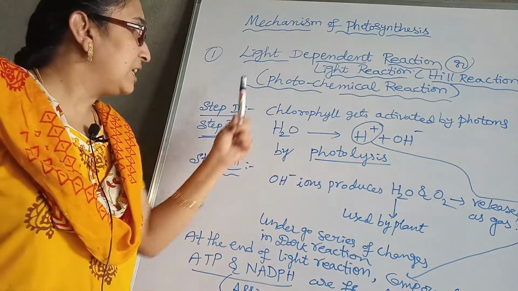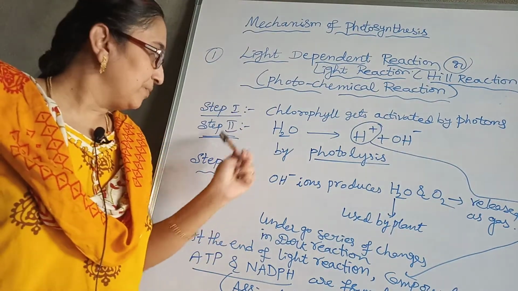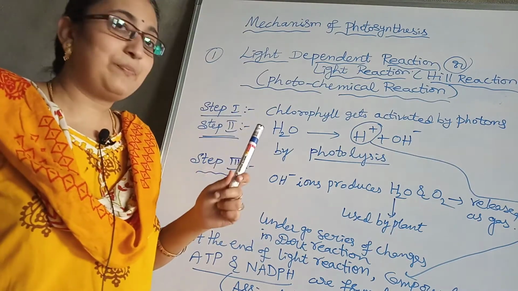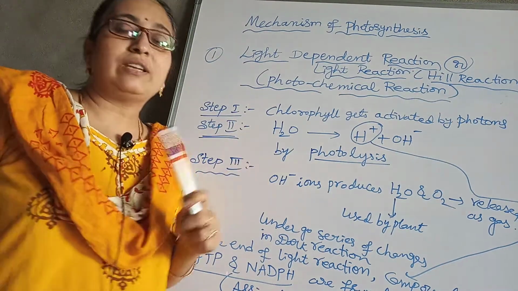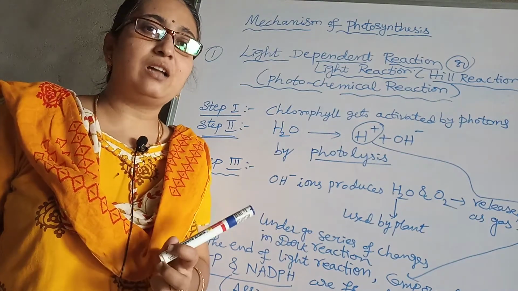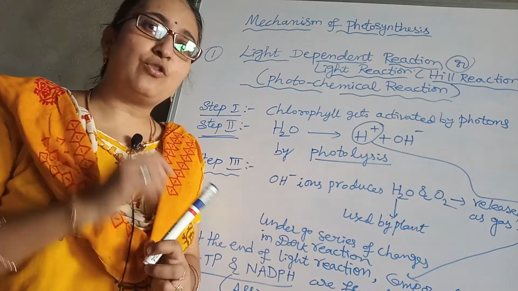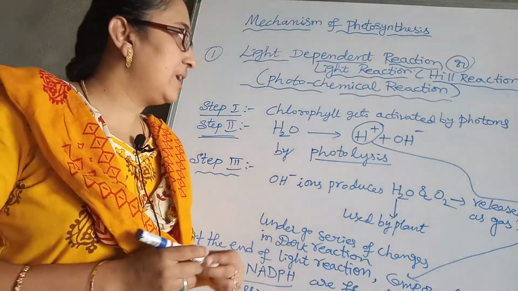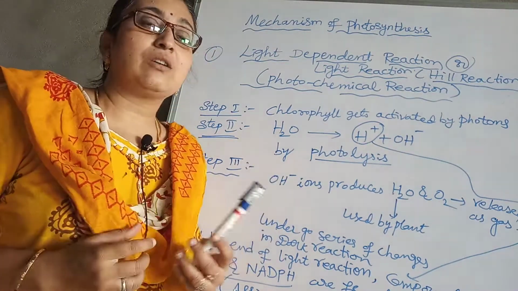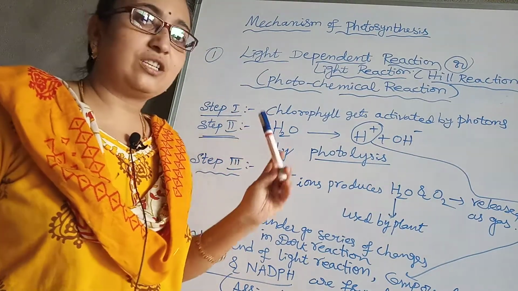Okay. So here in this light dependent reaction, mainly 3 steps are involved. In the first step, you know the structure of the chloroplast. In the structure of the chloroplast, the grana region consists of the chlorophyll pigment. So that chlorophyll pigment will get activated by the photons which are present in the sunlight. Okay, so that is the first step.